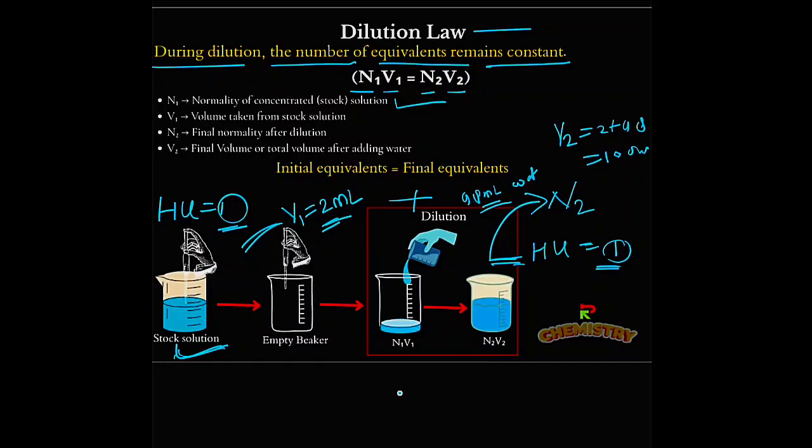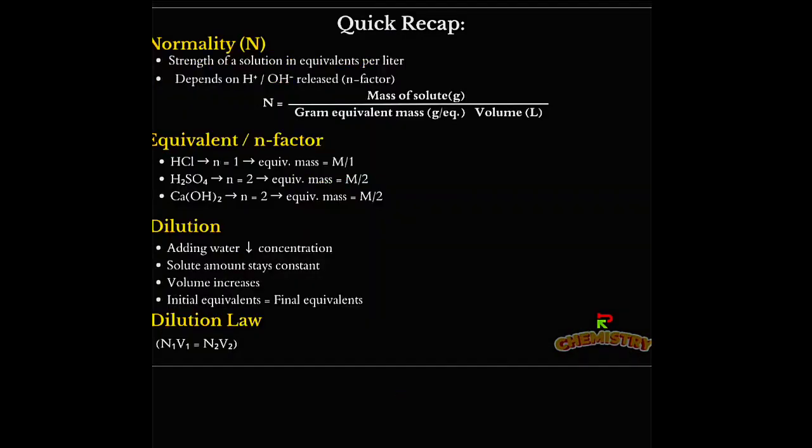So the final volume is V2, and the initial volume is V1, the volume of stock solution we are using. N1 is the normality of the stock solution used for dilution, and N2 is the normality of the diluted solution. Okay, so this is a quick recap of what we learned in this chapter.